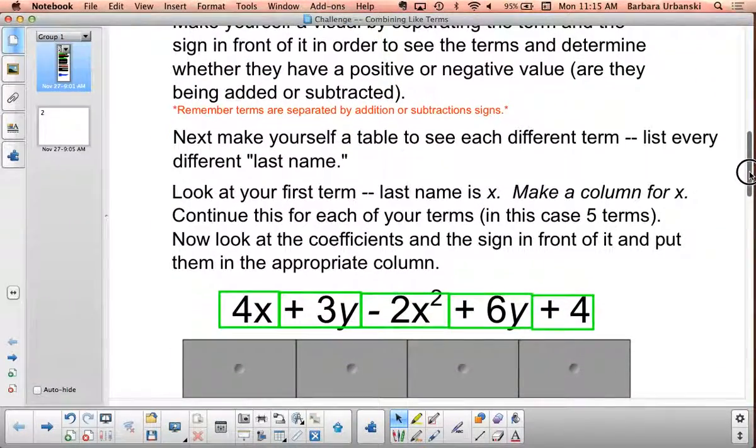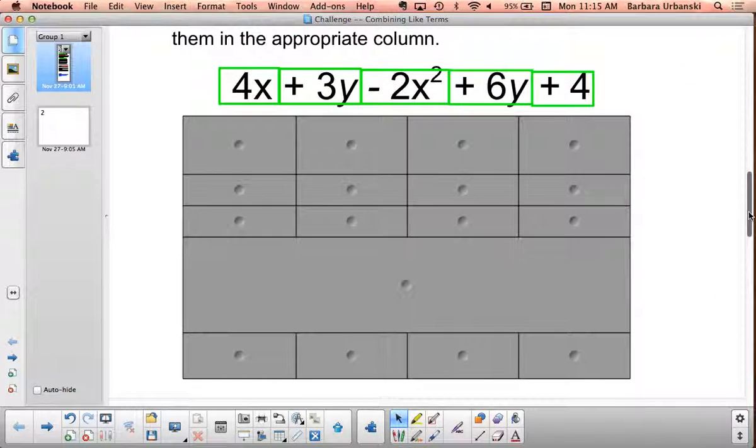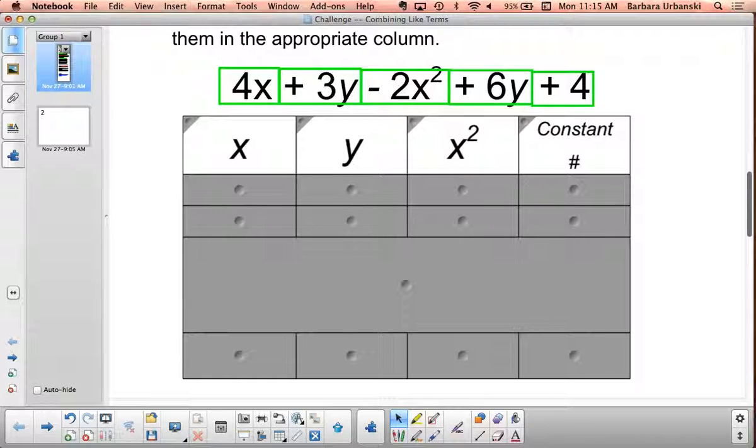And a good idea would be to make a table. With the table, you can look at your problem and look at your first term, which is 4x. So we know we're going to need a last name of x. Second term is a y, so we're going to need a y column. The next one is going to be x squared. Notice, different than just a plain x. So we do need an x squared column, like Walter and Walters. And then finally, we've got just a plain number. I used the hashtag, the pound sign. It's our constant. That would be our numbers.